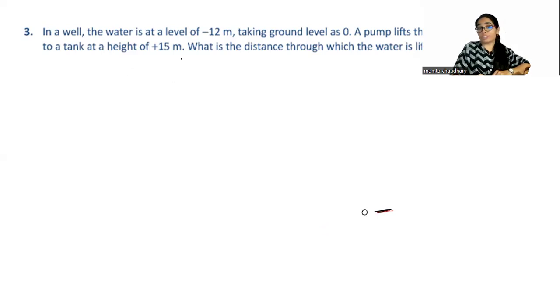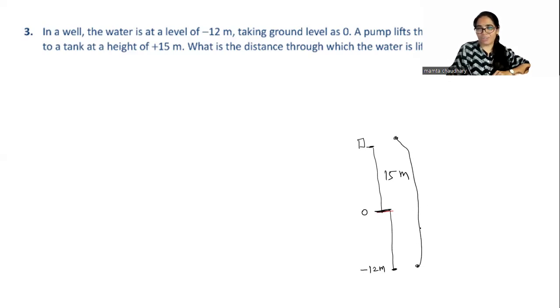Now, in a well, water is at the level of minus 12 meter. It means from down, if we see here, it is minus 12 meter. And a pump lifts the water to a tank at the height of plus 15 meter. It means a tank is here, and the height of this tank is 15 meter. Now, what is the distance through which the water is lifted? It means water is lifted from here till here. You can easily see 12 meter this one, 15 meter this one. So total 27 meter water has been lifted. It means half of the question is done, you know the answer now.